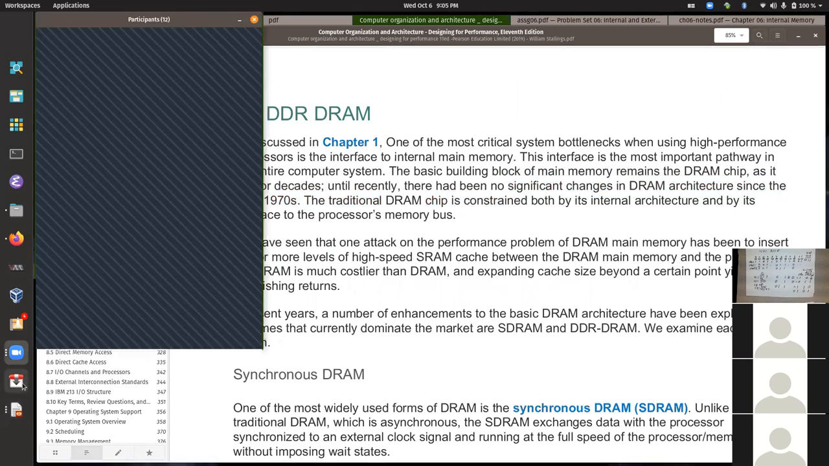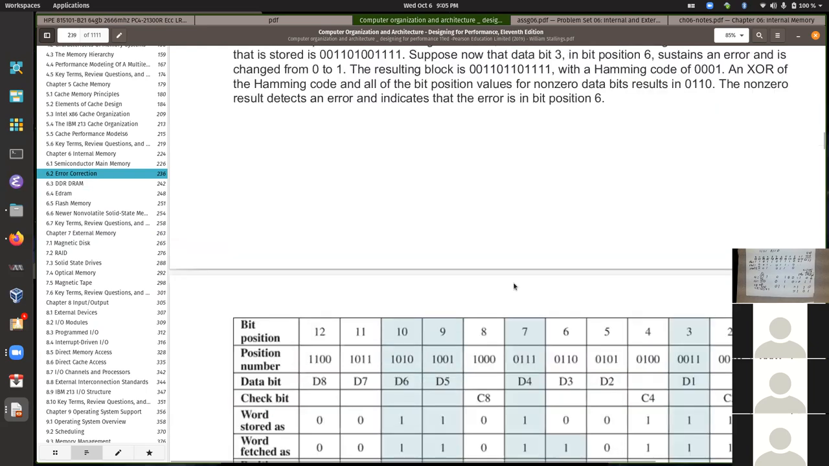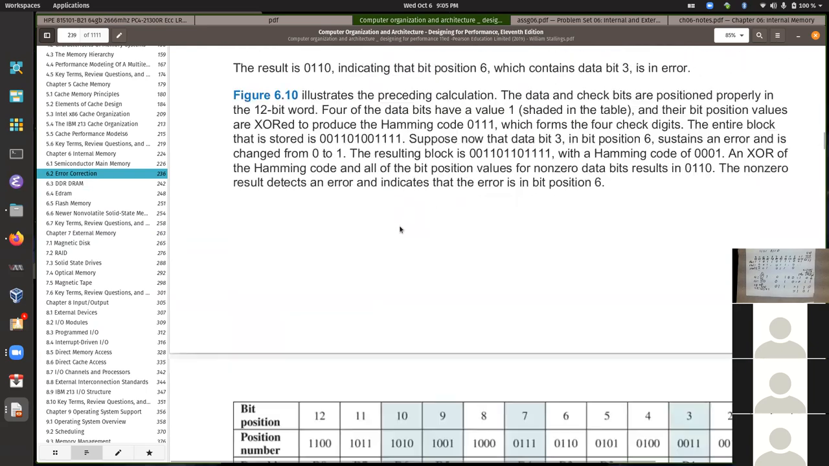Okay, does anybody want to ask any questions? That was quite a bit of time on the Hamming. So that should help you with the first three or four questions on the current problem set.